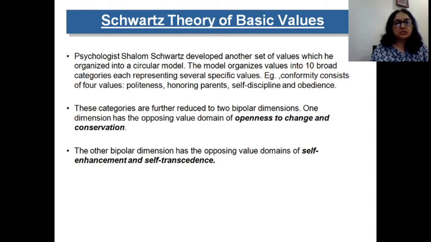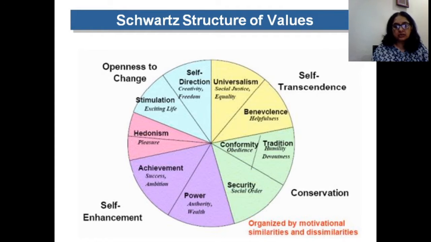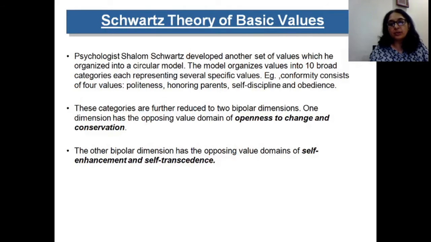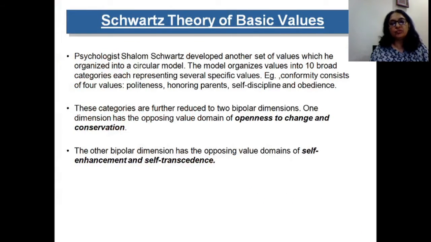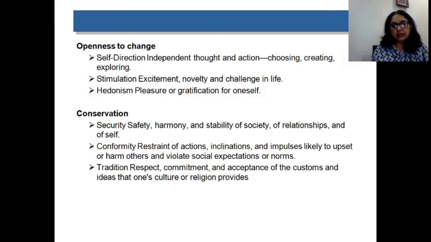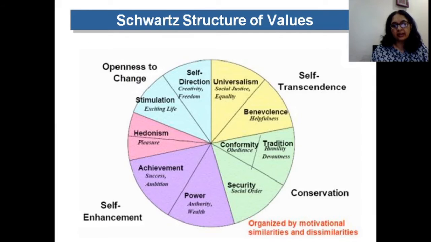So another psychologist named Shalom Schwartz developed another set of values which he organized into a circular model, and the model organizes values into 10 broad categories, each representing several specific values. You can look at the circular diagram here, and it is divided into 10 broad value categories. For example, you have conformity, which is subdivided into four values: politeness, honoring parents, self-discipline, and obedience. All the 10 categories that you see in the diagram are subcategorized into values.